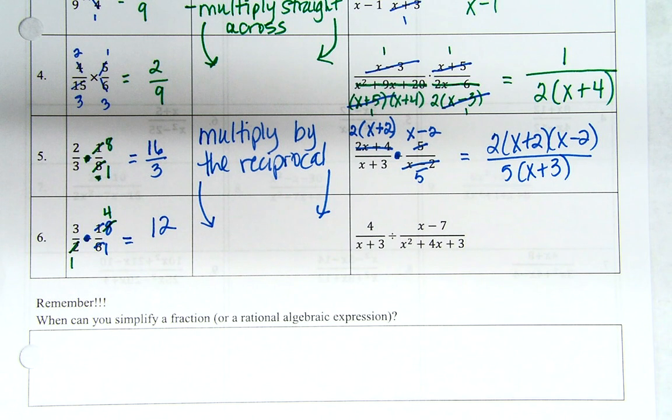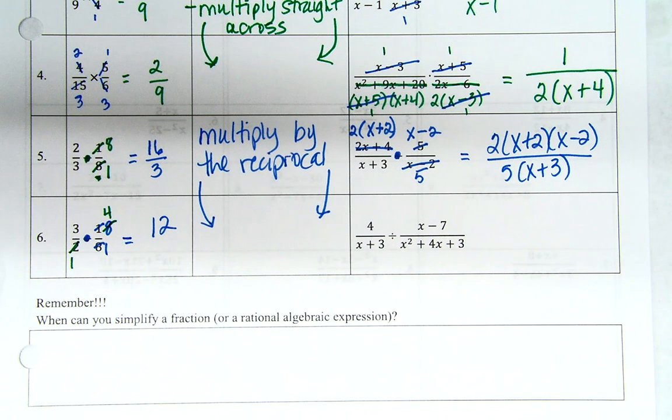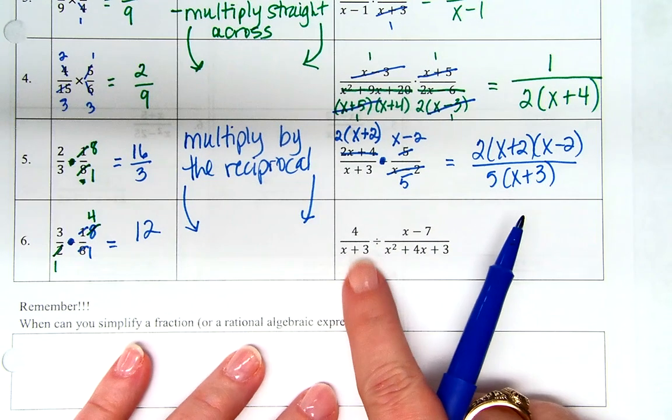Is that okay? Can I leave it like that, or do I need to put 12 over 1? They're exactly the same, aren't they? One is just in fraction form, and one is not in fraction form. They're the same answer, though, aren't they? Okay. So what do I do here?